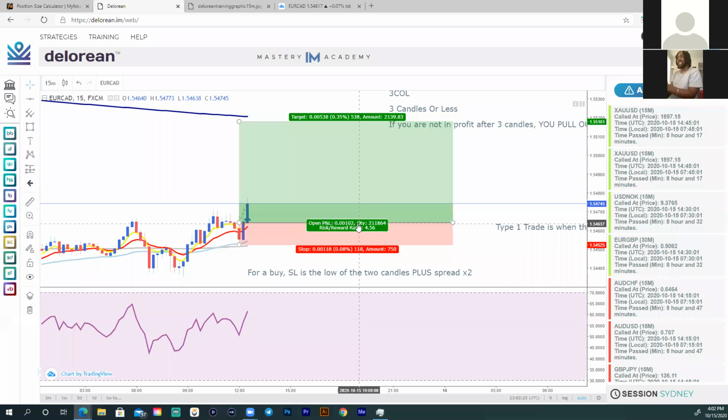All right, and that goes for any trade you take, buy or sell. If you have a stop loss of at least 20 pips, your take profit should be at least 40 pips, and so on and so forth. All right, that's the risk to reward.